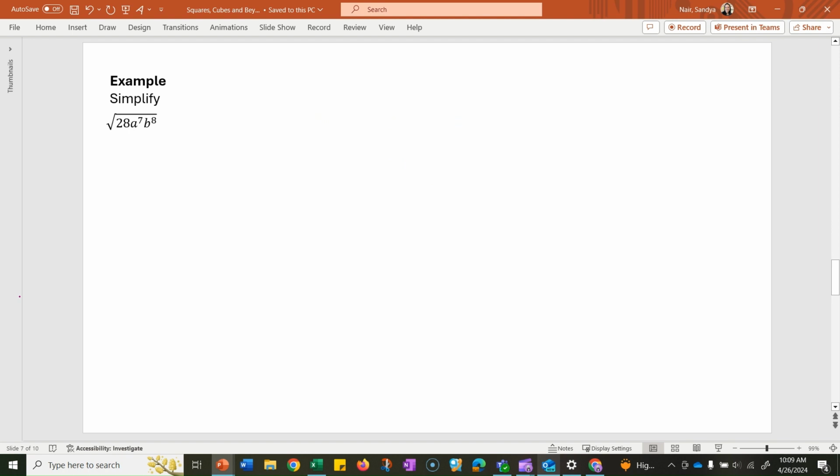Okay, now let's simplify the square root of 28, a to the 7th, b to the 8th. So I'm going to once again separate this, the square root of 28, the square root of a to the 7th, and the square root of b to the 8th. And so the square root of 28, the biggest perfect square that evenly divides 28 is 4. So I have the square root of 4 times the square root of 7. The square root of 4 is 2, so I have 2 times the square root of 7.